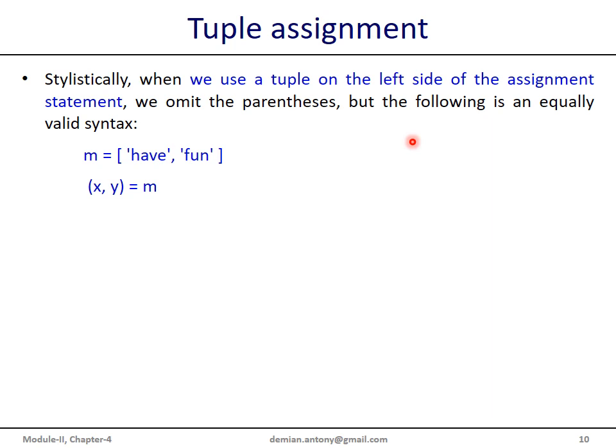When we use a tuple on the left side of the assignment, we omit the parenthesis, but we can also use the parenthesis to represent a tuple. Here is an example. We have m, a list with two elements, and we have used a parenthesis to indicate it is a tuple of variables. So parenthesis is optional. You can just write x comma y, or you can enclose it with the parenthesis.